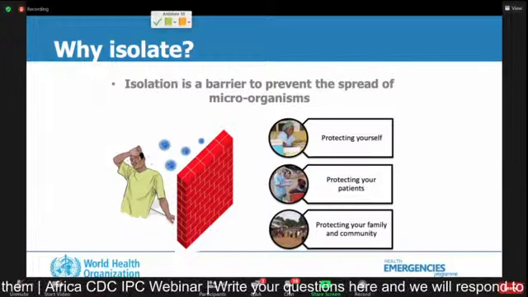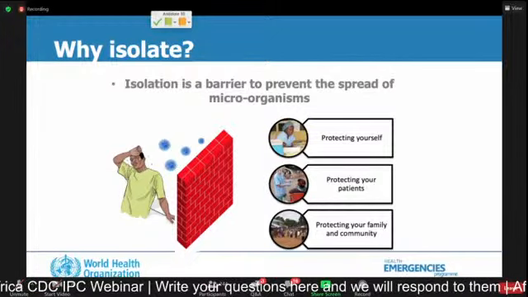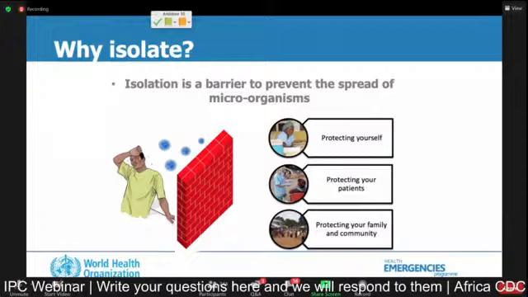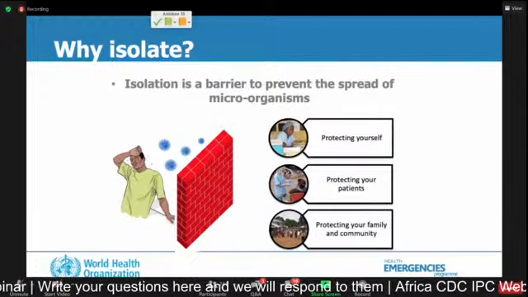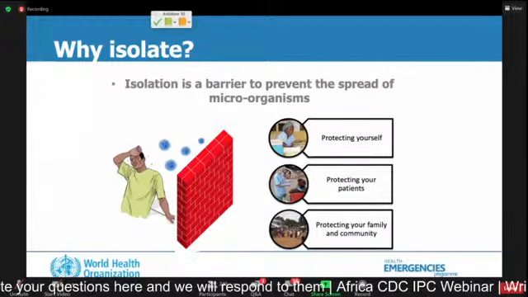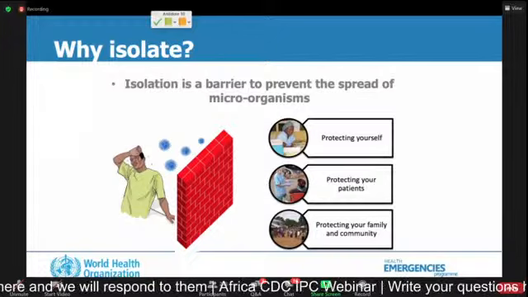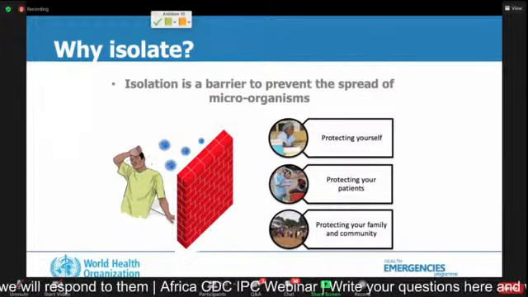So as I said previously, isolation is one of the measures that need to be put in place in case of COVID-19 and EVD. And before isolating, we need to make sure that we detect the suspect cases. And how do we detect? Via a screening triage system.